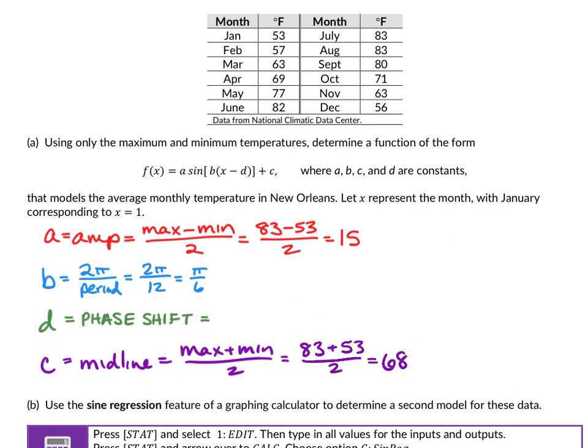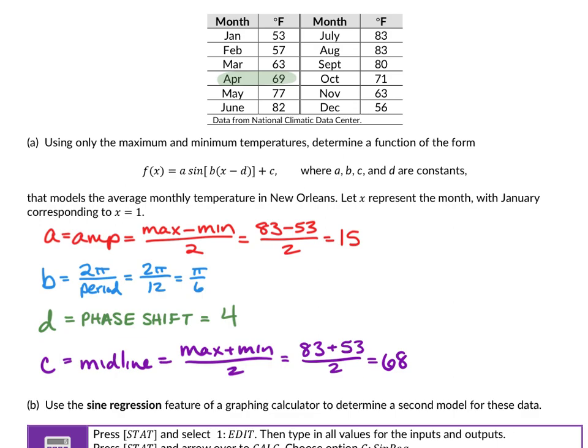If you notice, April has a value of 69 degrees Fahrenheit. That's the closest we're getting, based on our data here, to the midline of 68. So we're going to estimate that our phase shift wants to happen when April occurs, and April is month 4 of the year. Our midline value of 68 is closest to the average temperature in April, so we're going to phase shift our graph to where April is at the midline.